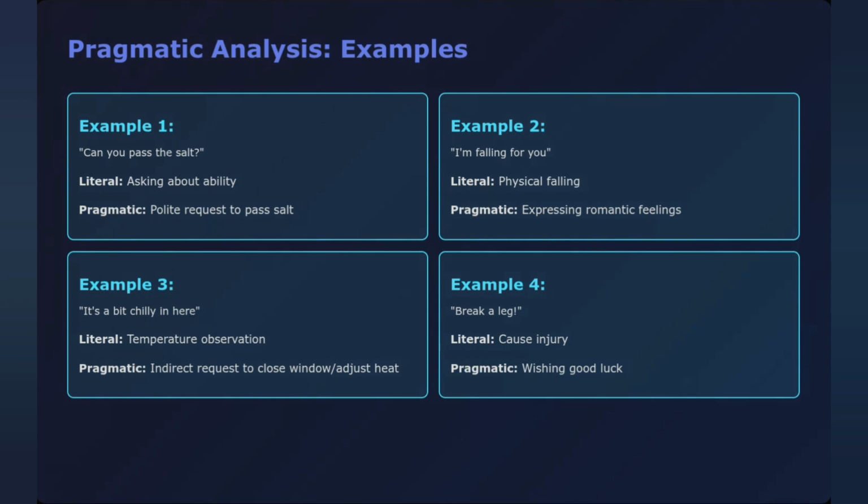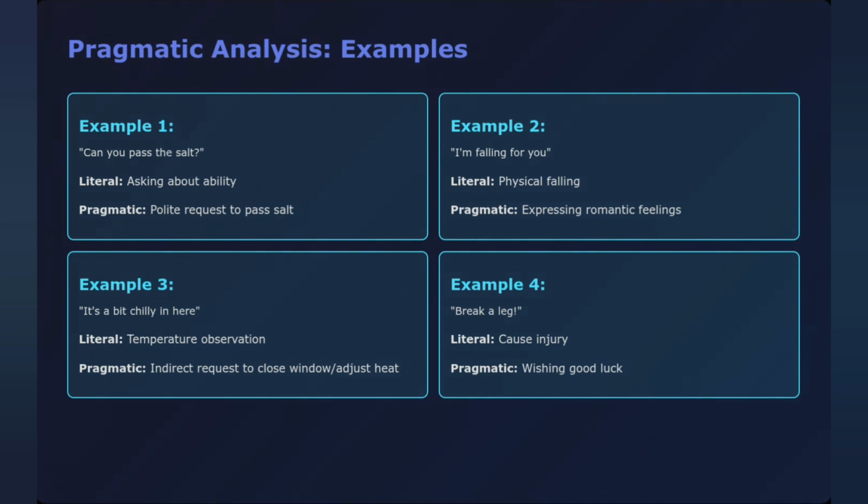Perfect example. "Can you pass the salt?" Literally, this is asking about your ability to pass salt, but pragmatically, it's a polite request. Nobody expects you to answer, "Yes, I am physically capable of passing salt." You just pass it. Or consider, "I'm falling for you."